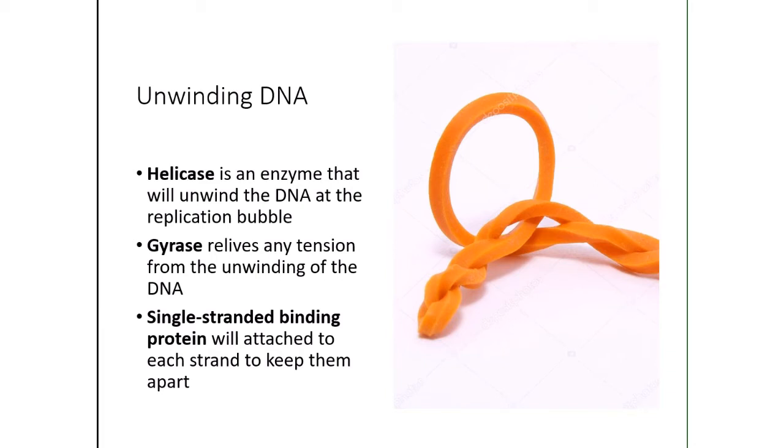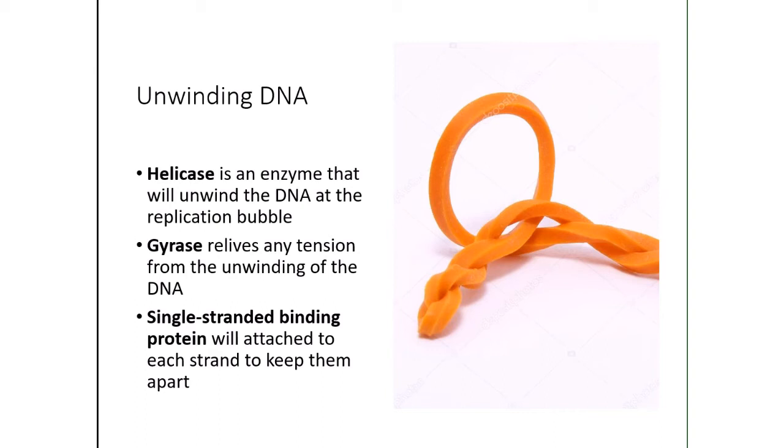However, as you unwind the DNA, as the bubble continues to expand laterally, that's actually going to create quite a bit of tension in the DNA. It's kind of like a rubber band, right? If you keep on twisting it, then it's going to create all these coils and tensions. So we don't want the DNA to coil up and tangle up and have tension in it. And so we have another enzyme called gyrase, which will be relieving any tension that builds up from the unwinding.